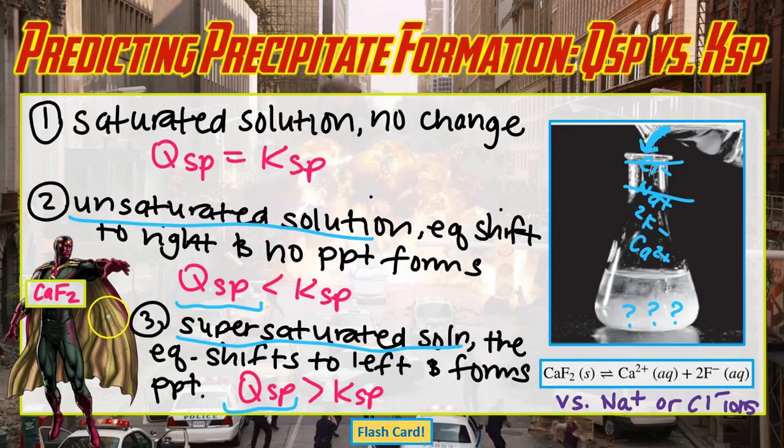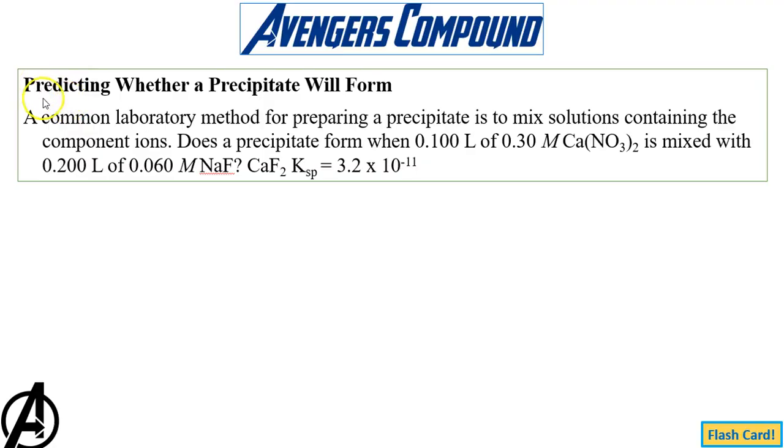So let's go ahead and mix some ions and get into an example in the Avengers compound. This question is all about predicting whether a precipitate will form. It says a common laboratory method for preparing a precipitate is to mix solutions containing the component ions. Does the precipitate form when 0.100 liter of 0.3 molar calcium nitrate is mixed with 0.200 liter of 0.060 molar NaF solution?